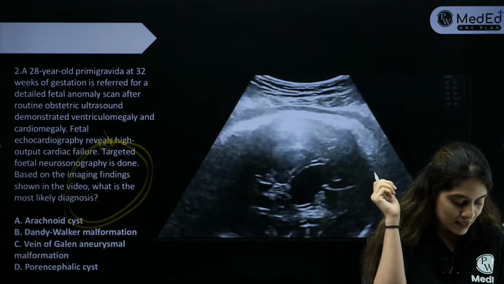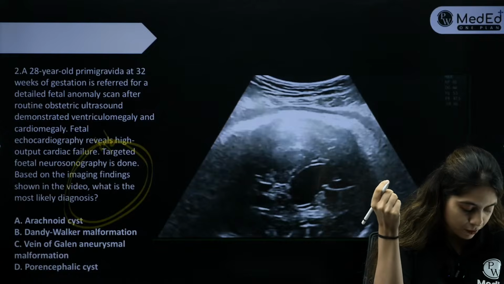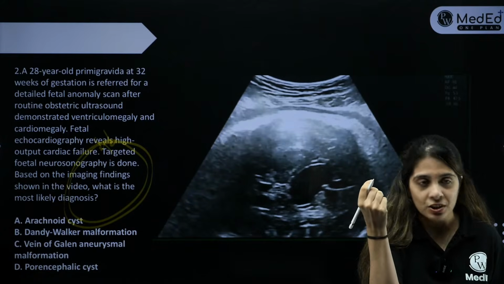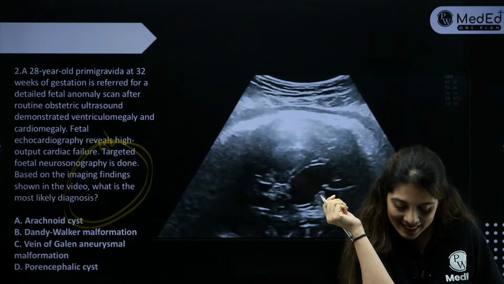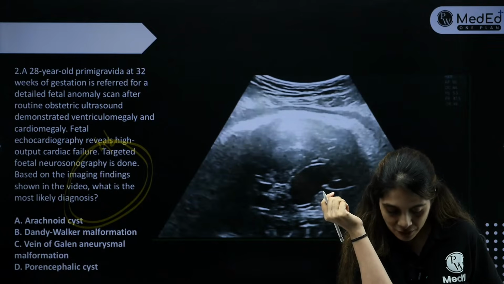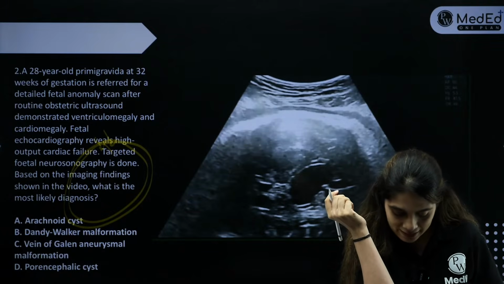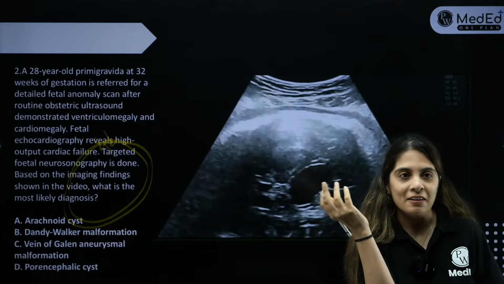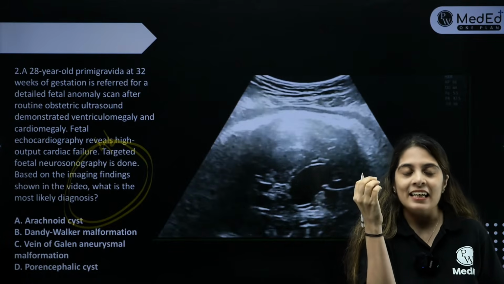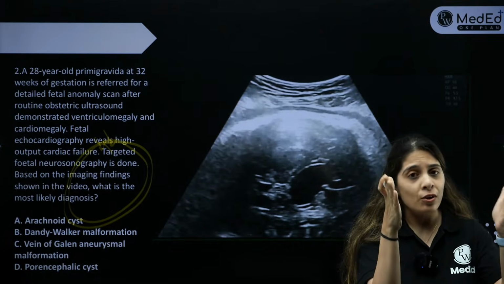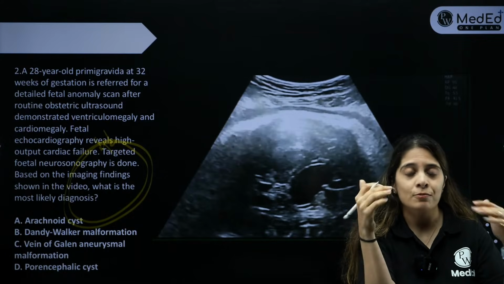Okay, so what are the options? Arachnoid cyst, Dandy Walker malformation, vein of Galen aneurysmal malformation, porencephalic cyst. So what is the answer? Yes, Xavier, right? It is vein of Galen malformation. Gaurav, right again. Vein of Galen aneurysmal malformation. See, it is so easy, right? They can just show you the image. We have already discussed vein of Galen malformation so many times.